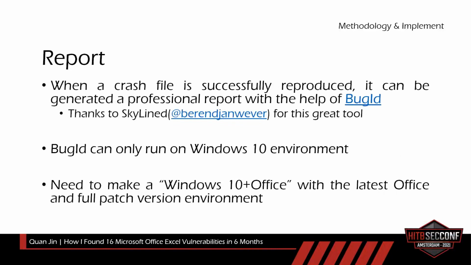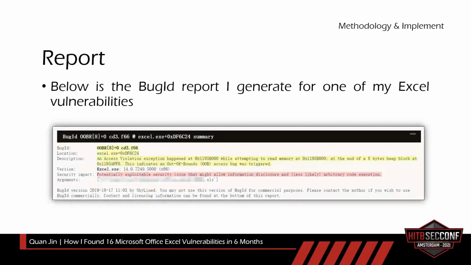When a crash file is successfully reproduced, a professional report can be automatically generated with the help of BugId. It should be noted that BugId can only run on Windows 10, so a Windows 10 plus Office environment with the latest Office and full patch version needs to be made. Below is the BugId report I generated from one of my Excel vulnerabilities.